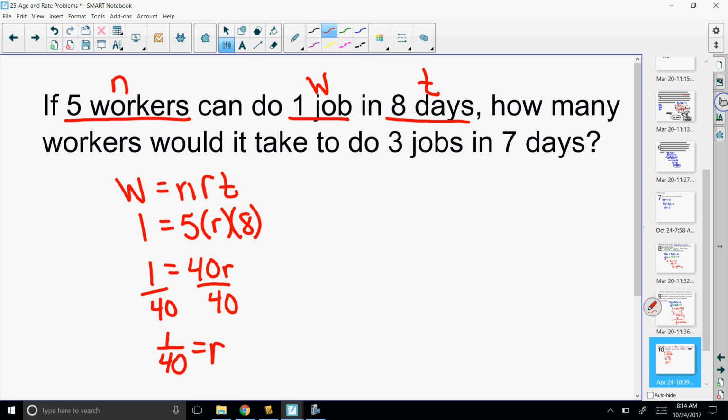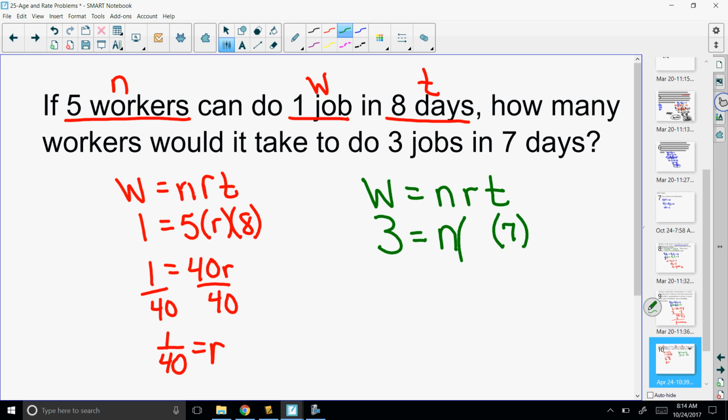Now they want to know how many workers it would take to do 3 jobs in 7 days. If we go back to the equation, work is equal to number times rate times time. The work we want to complete now is 3 jobs. I want to know how many workers it will take to complete it in 7 days. Well, the rate of those workers is 1/40.